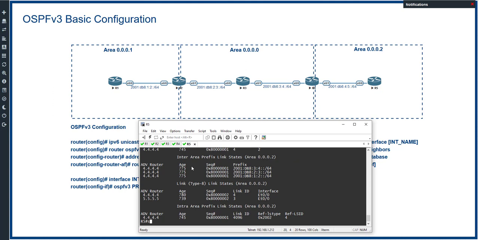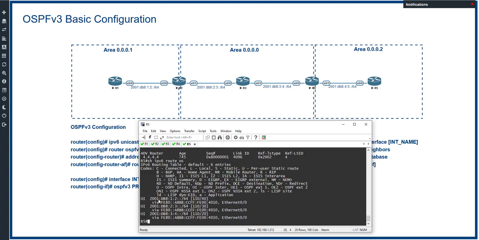And finally, router 5. Show IPv6 route OSPF. We have three networks. 2001:DB8:12::/64 with the metric of 40, this network, 10 plus 10 plus 10 plus 10 equals 40. Then 2001:DB8:23::/64, this network, 10 plus 10 plus 10 equals 30. And then 2001:DB8:34::/64, this network, the metric is 20.